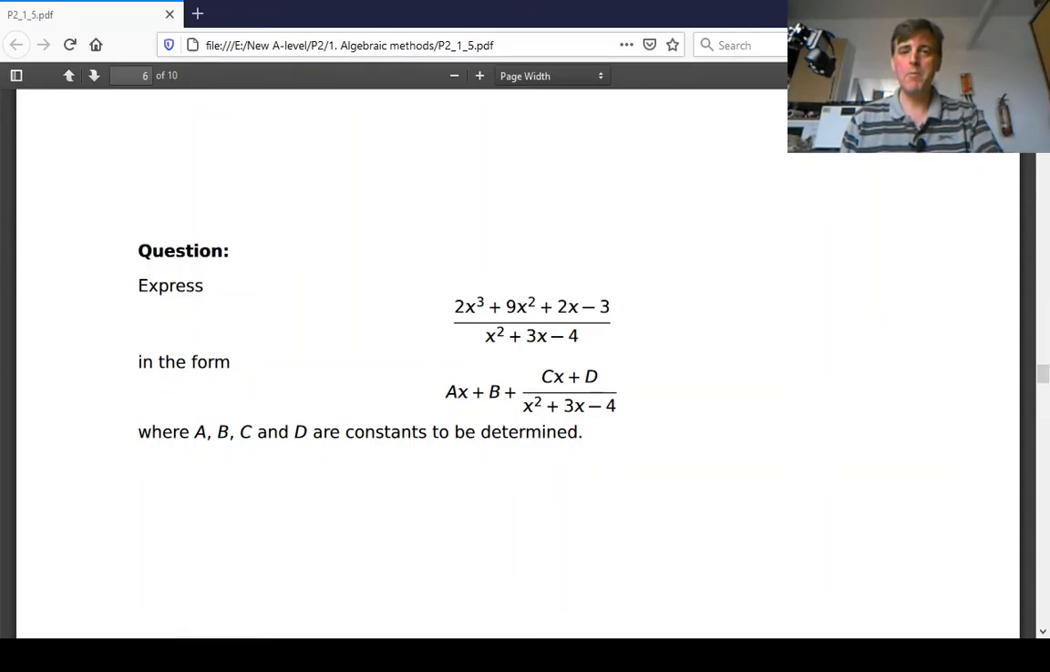So please do make sure that you maybe rewatch that video if you didn't catch all the details there. Make sure you understand every step of the process. Once you're happy, have a go at the question on the screen and pause the video and restart it once you've got your answer.